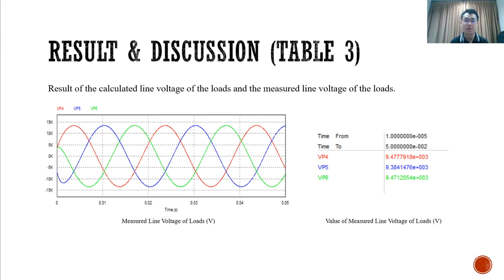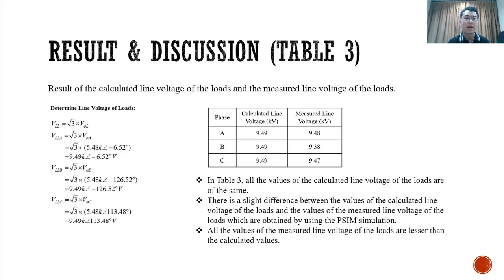and the measured line voltage of the load. So this is the graph obtained after the entire simulation, and these are the data obtained as well. You take a look at the calculation part. In the calculation, you can see for phase A, phase B, and phase C, the calculated line voltage is the same, which is 9.49 kilovolt, while for the measured line voltage, phase A is 9.48 kilovolt, phase B is 9.38 kilovolt, and phase C is 9.47 kilovolt.